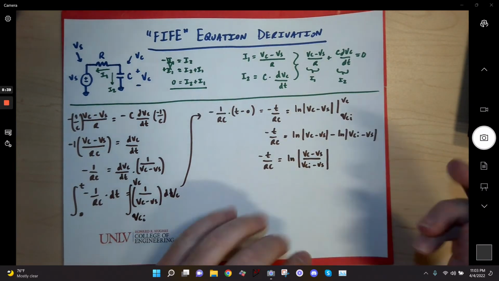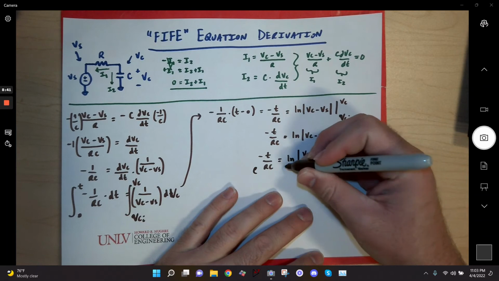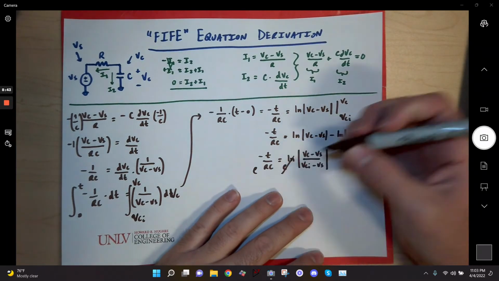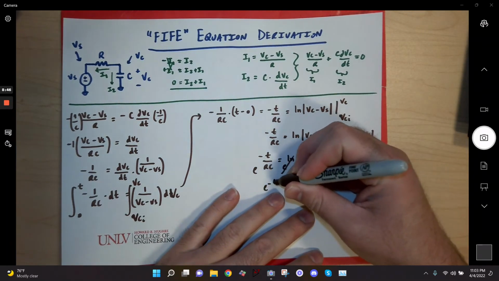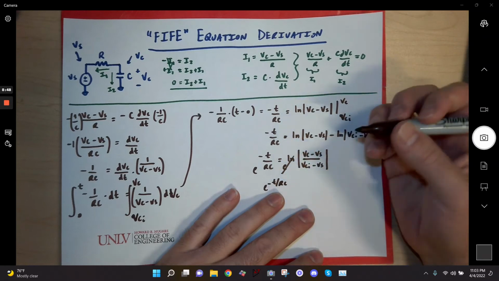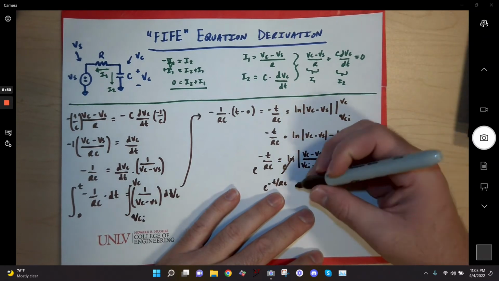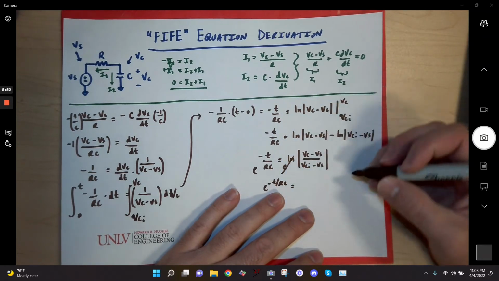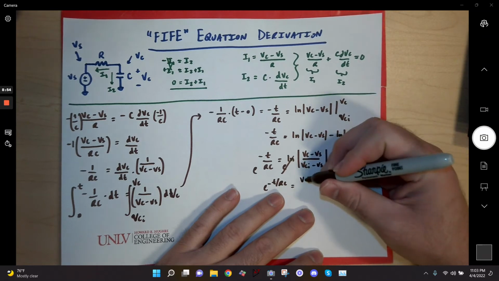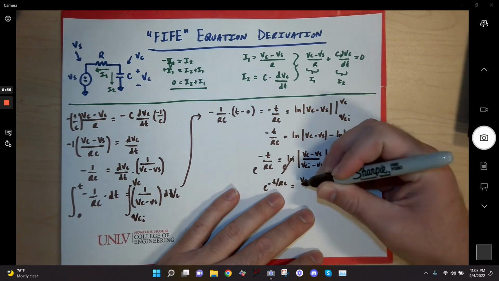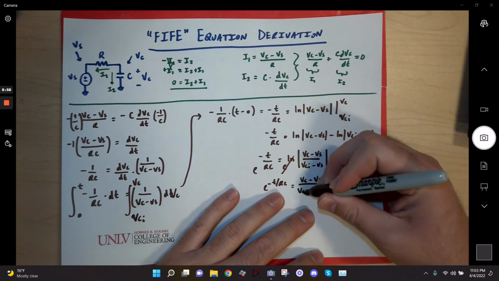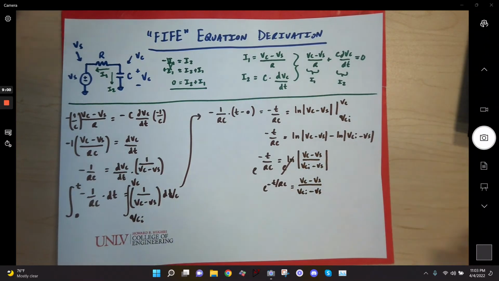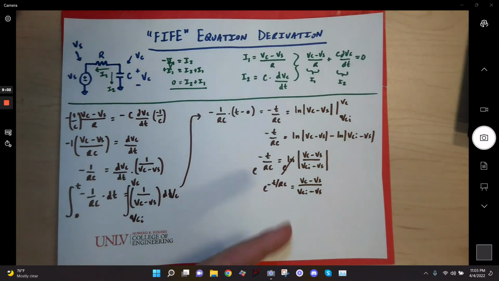And now I can exponentiate both sides to get this ln to go away, which gives me e to the -t over RC, or we could rewrite it as tau now if we wanted to. And now the natural log is gone, we can drop the absolute value sign. It equals VC minus VS over VCI minus VS. And what we're trying to do now is solve for VC, because that's what we're curious about, our capacitor voltage at some time t.